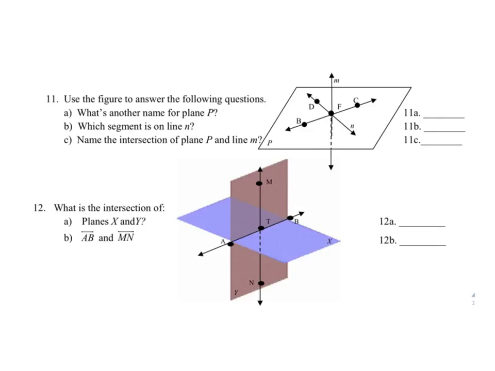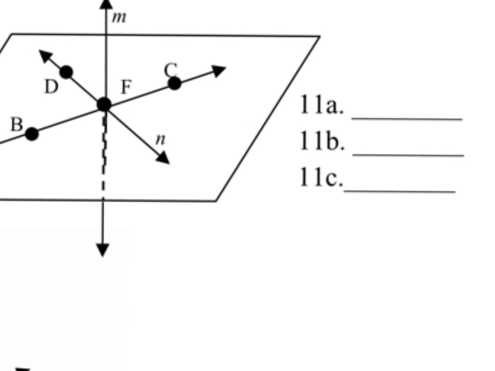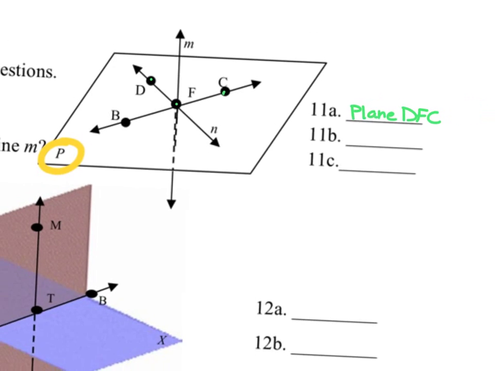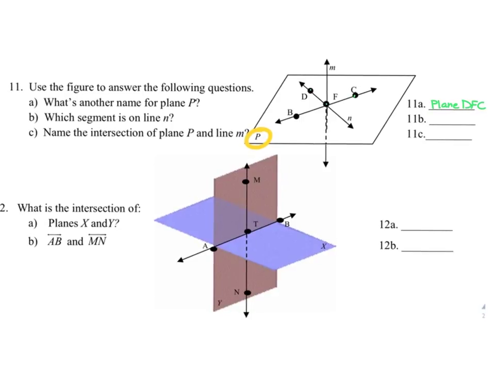Number 11 and 12, these are some more vocab words. I'm going to try to go through these ones a little quicker. Use the figure to answer the following questions. What's another name for plane P? I could also name a plane using 3 letters. I can pick any 3 points that are on this plane. I'm going to go with D, I'm going to go with F, and I'm going to go with C. That's it. I wrote the word plane and then D, F, and C. I just picked 3 points on the plane. You need to use 3 points. Not 2, not 4, 3 points.